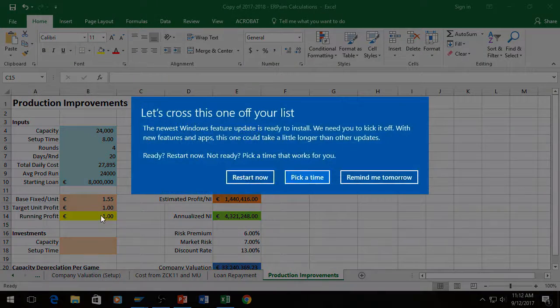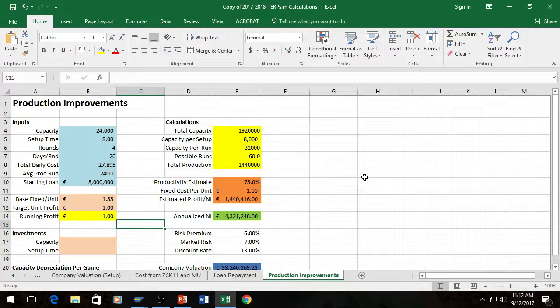Okay, so given that we have the... Remind me to... Oh, thank you. Thanks, Windows.